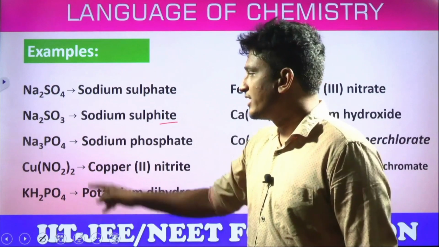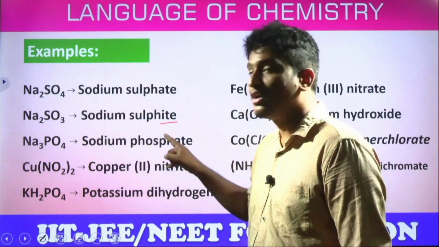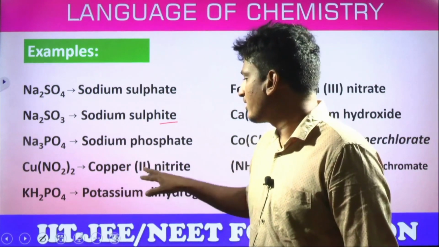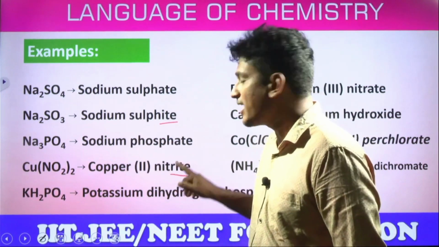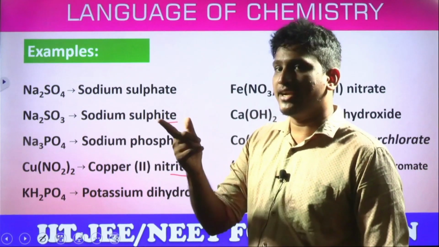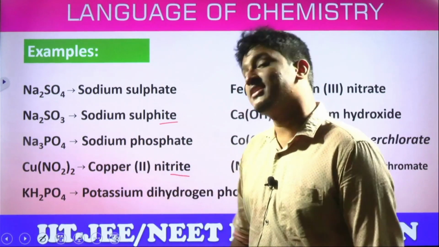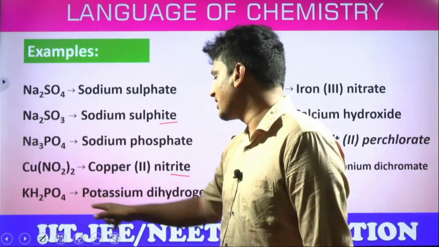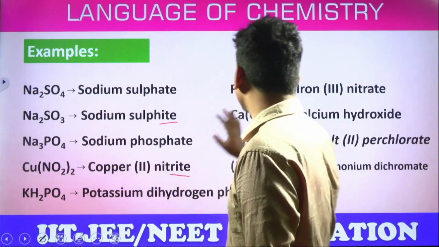Na3PO4, what is the name? Is it sodium phosphide? No, it's not single phosphorus, there is oxygen. So sodium phosphate. If it is PO3, phosphite. This is copper 2 nitrite. So with this nitrite, can you imagine the nitrate formula? Nitrite is 1 oxygen less than ate. Now you imagine nitrate. If NO2 is nitrite, what is nitrate? NO3. One more oxygen. Next, potassium dihydrogen phosphate, KH2PO4, dihydrogen phosphate.